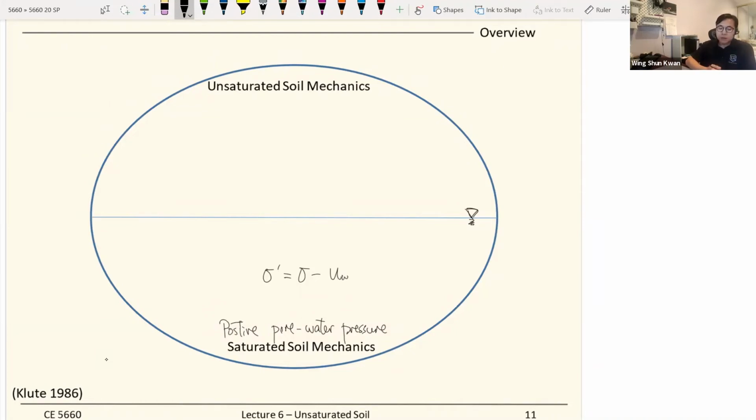But when we are above the groundwater table, when the soil is unsaturated, now we have the air. Because in saturated soil mechanics, you only have solid and water. But in unsaturated soil mechanics, you have the air, the water, and the solid. So you cannot ignore the effect of the air.